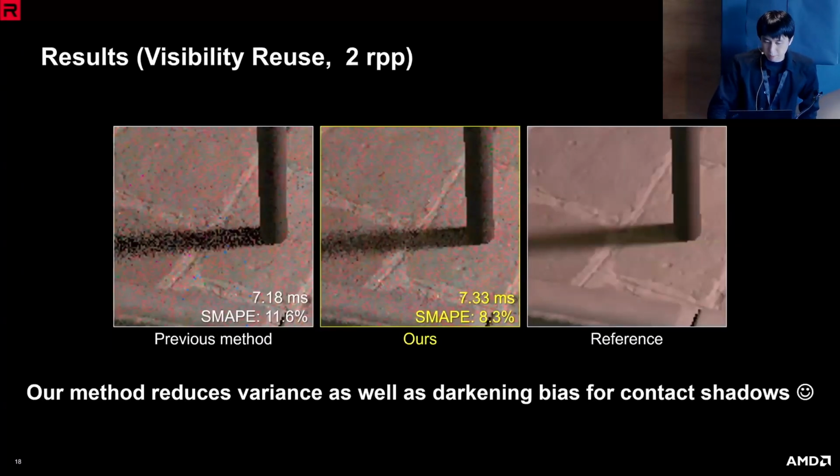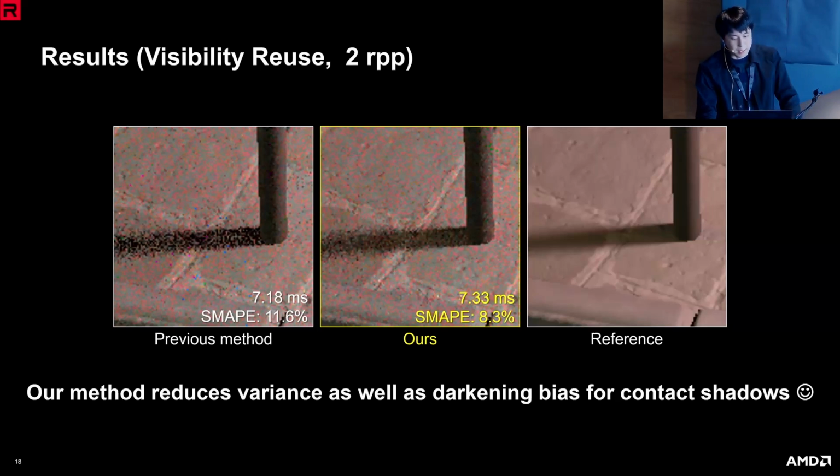These are rendered images using our rejection method and the previous rejection method for visibility reuse linear with 2 shadow rays per pixel. As you can see, our method reduces variance as well as darkening bias for contact shadows.